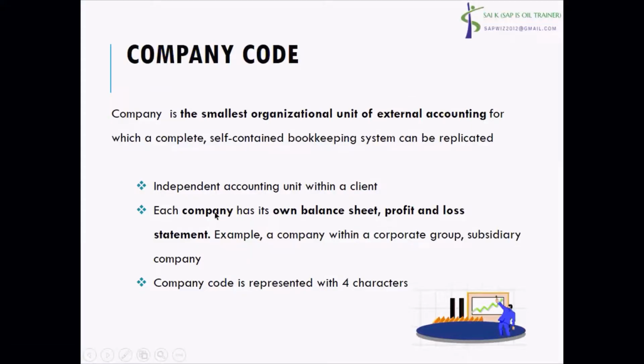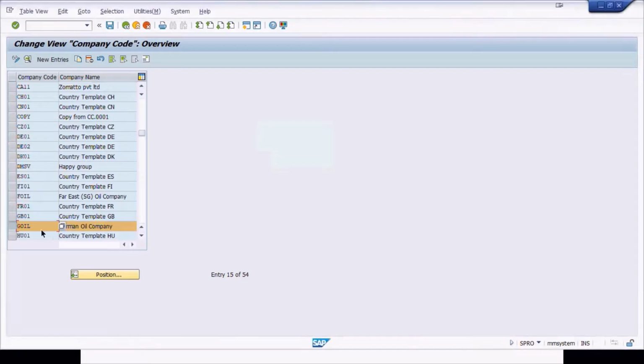Each company has its own balance sheet, as I just spoke about. It will have its own profit and loss statement. That is the reason why we create this company code. For example, a company within a corporate group, a subsidiary company. A company code is represented with 4 characters. If we see here, it is always 4 characters. So whenever you create any new company code, you will always have to go with these 4 characters only.